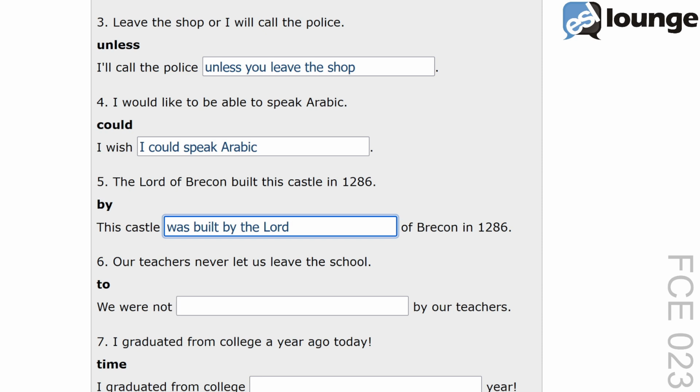This transformation uses the passive voice to indicate who performed the action. Was built by the Lord of Brecon maintains the original meaning of the Lord of Brecon built. Another example would be, the bridge was constructed by the Romans.